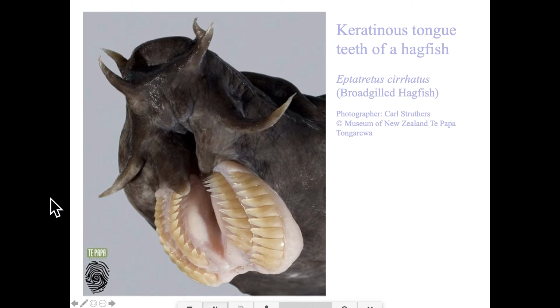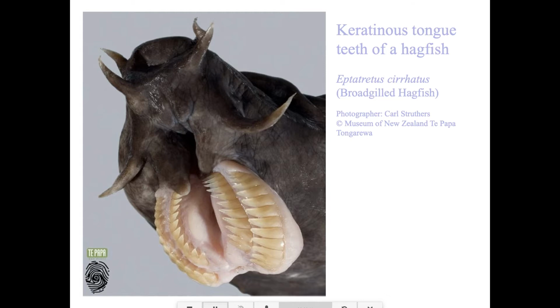So getting into our first fish of the ancestral fishes. These are the superclass Agnatha, the hagfish and lampreys. And Agnatha means jawless fishes.